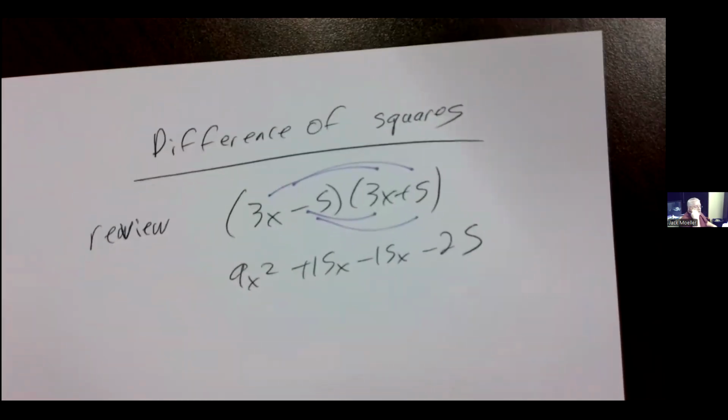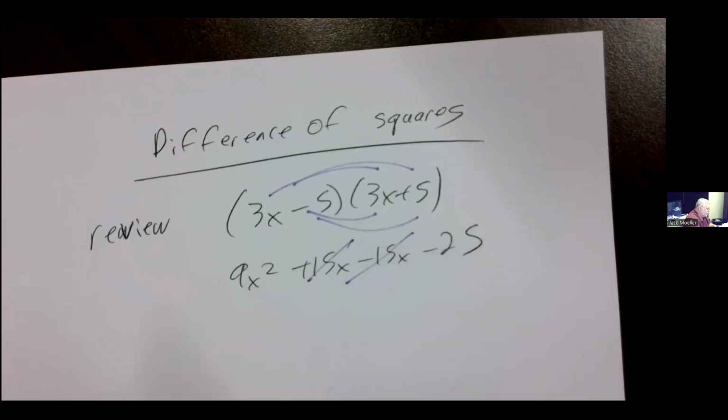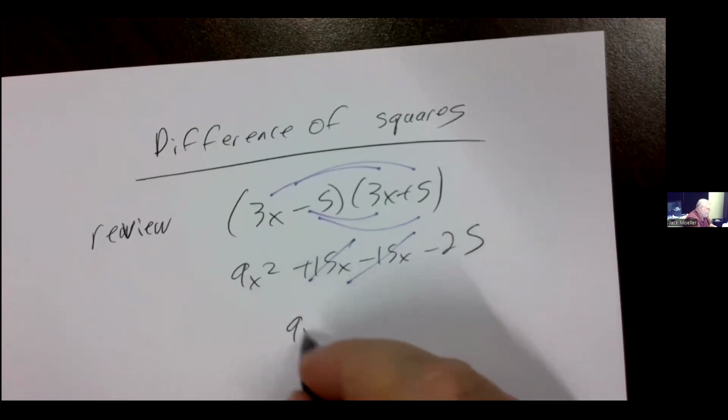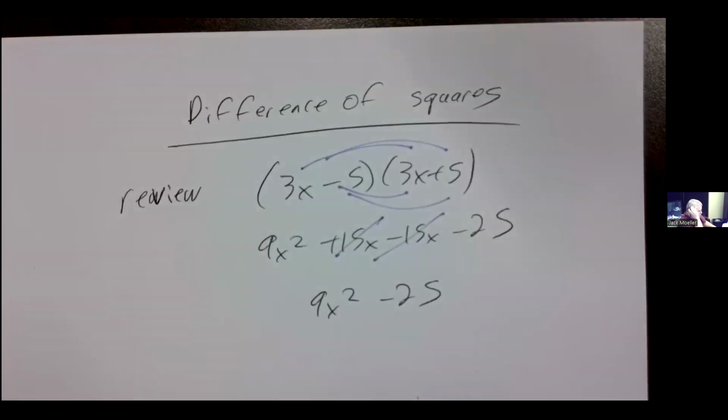I'm getting 9x squared plus 15x minus 15x minus 25. And so you get plus 15 minus 15, so those cancel out. You get 9x squared minus 25. All right, so this is the classic difference of squares pattern.